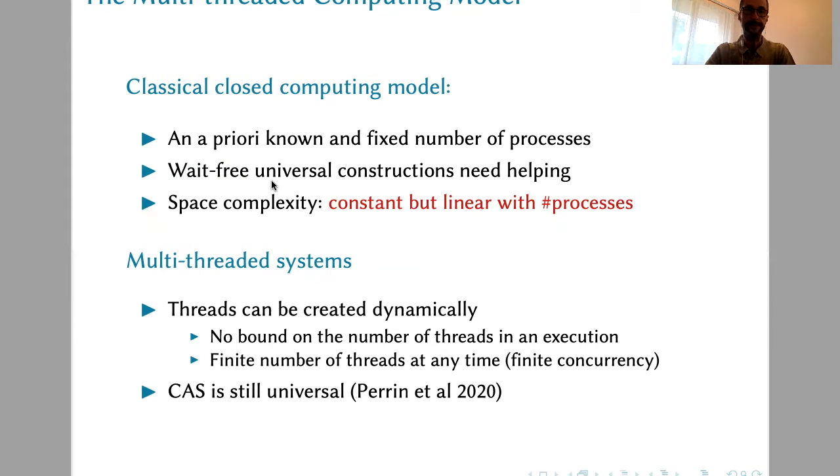Recently, it has been proved that compare-and-swap is still universal in this model. So even if we do not know the number of processes, even though this number may evolve and grow unboundedly, compare-and-swap is still able to implement any data structure with sequential specification by using read and write operations on registers.